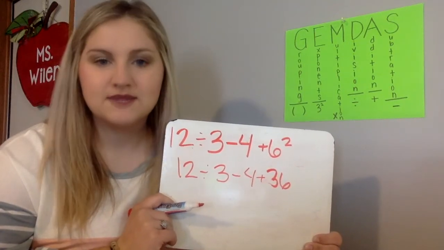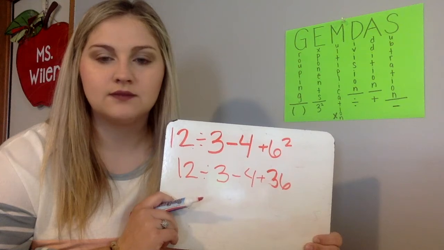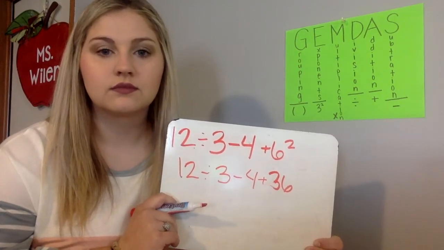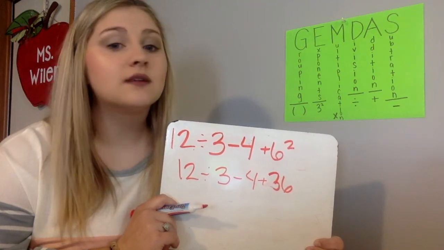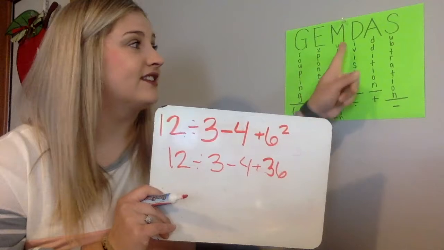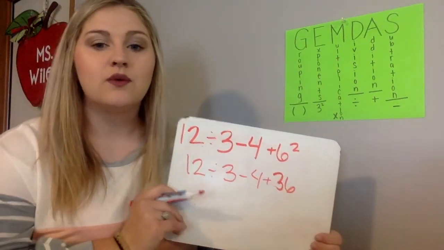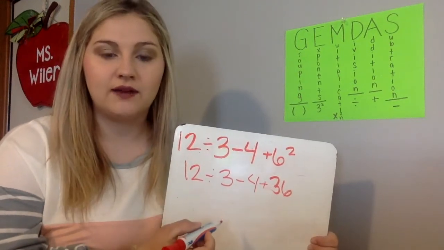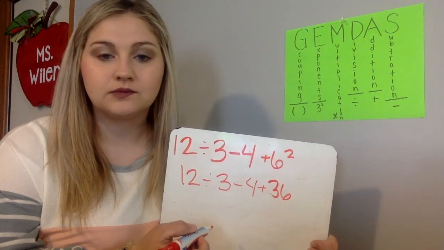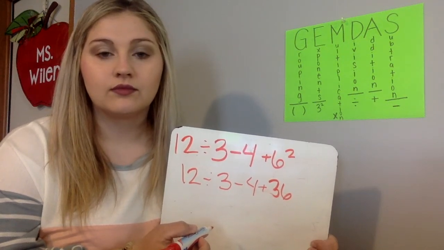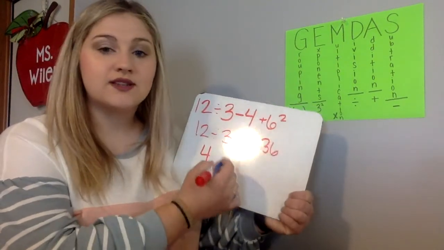So now what comes next for our order of operations? What do we need to solve for next? Our next part that we need to solve for would be division. We don't have any multiplication, but we do have a division. We have 12 divided by 3. What is 12 divided by 3? 4. So now we need to bring the rest of our problem down.